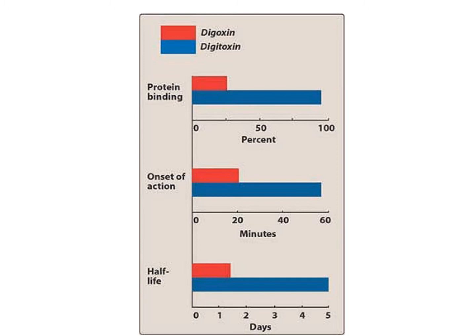What about the difference between digoxin and digitoxin? We can see that digoxin has less protein binding, rapid onset of action, and shorter half-life, so it is preferred over digitoxin nowadays.